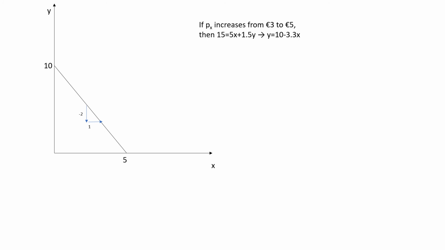You can see that because the price of x was the only price that changed, the intercept along the vertical axis remains the same. But the new line will have a slope of minus 3.3. So the new line is going to be steeper than before, and it will tell us that under the new situation, if you want to buy 1 unit more of X, then you have to give up 3.3 units of Y. Let us look at the situation.